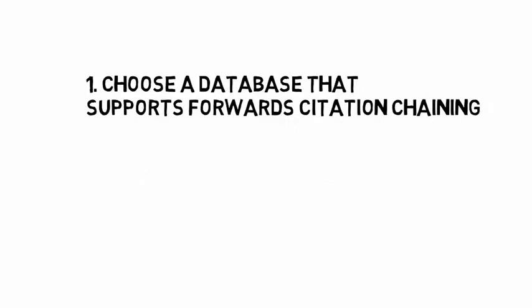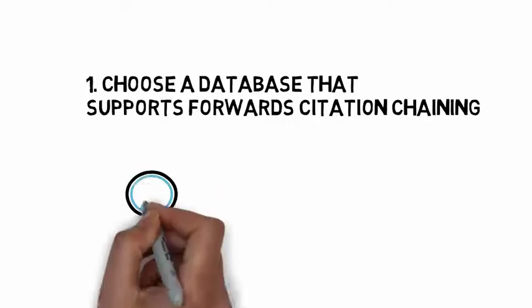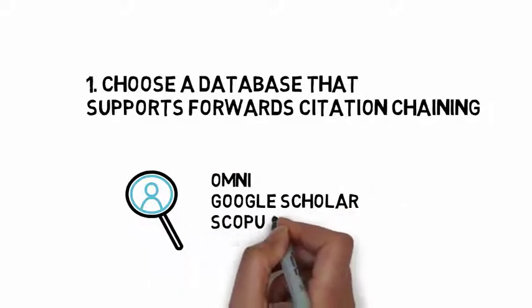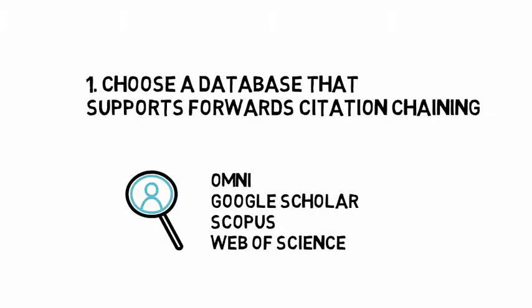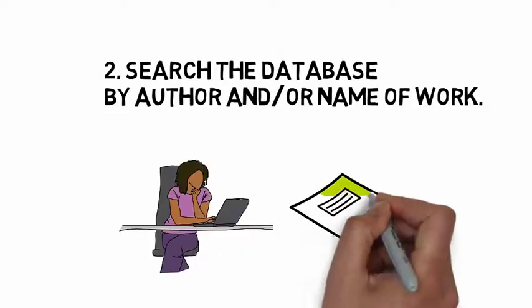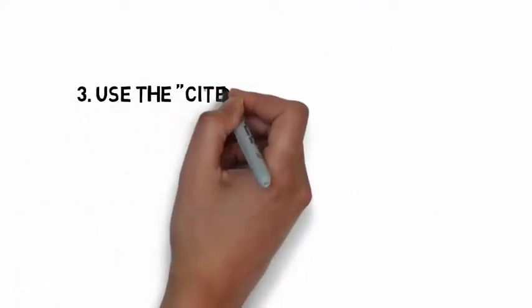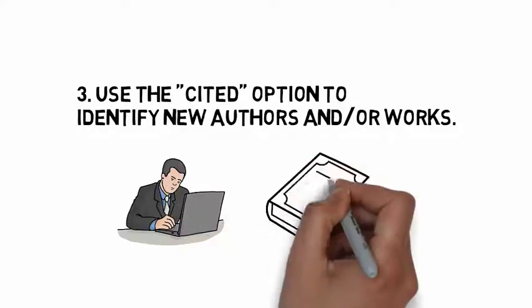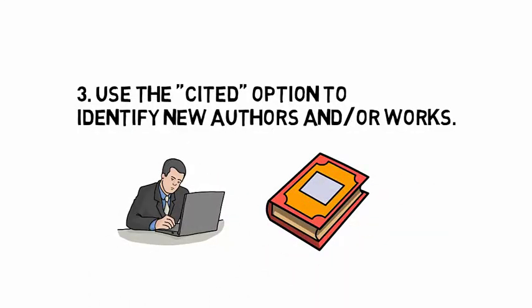Choose a database that supports forward citation chaining. There are several available through the library, including Omni, Google Scholar, Scopus, and Web of Science. Step 2. Search the database by author and/or name of work. And step 3. Use the Cited option to identify new authors and/or new works.